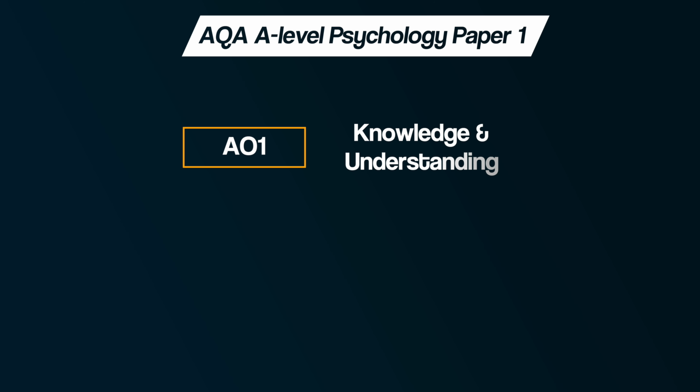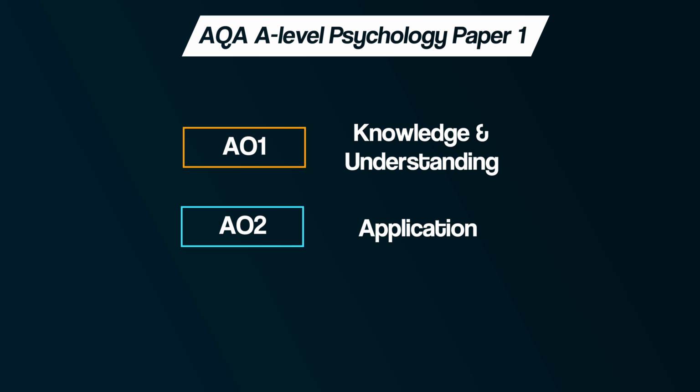Each section is designed to assess you on a range of skills that include AO1, which is your knowledge and understanding: how accurately can you describe and outline theories and studies. AO2: how well can you apply your knowledge to the scenario given to you in an exam question. And AO3: how well can you evaluate and discuss theories and studies.